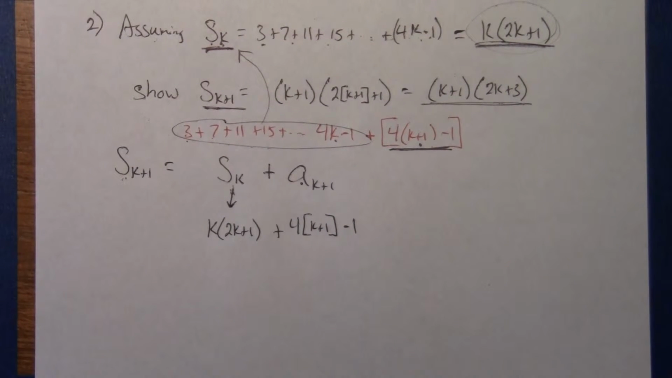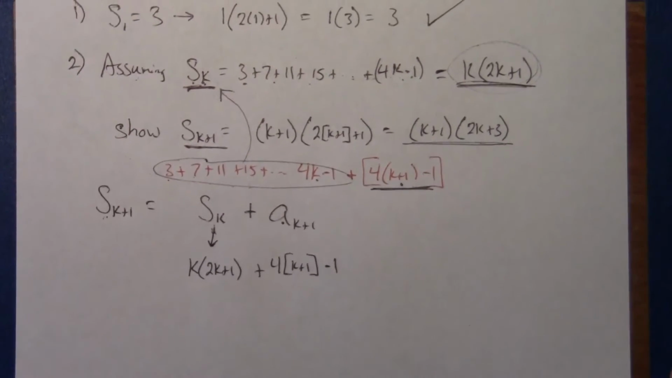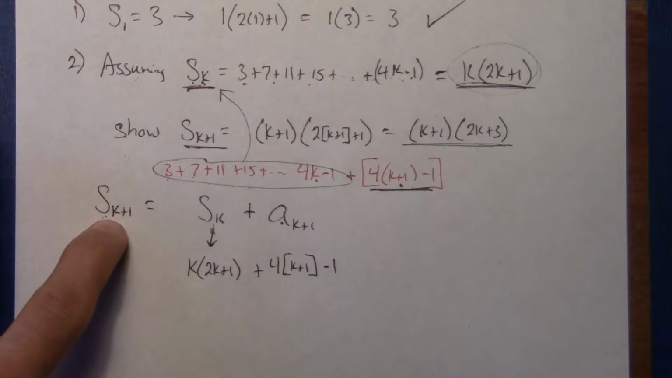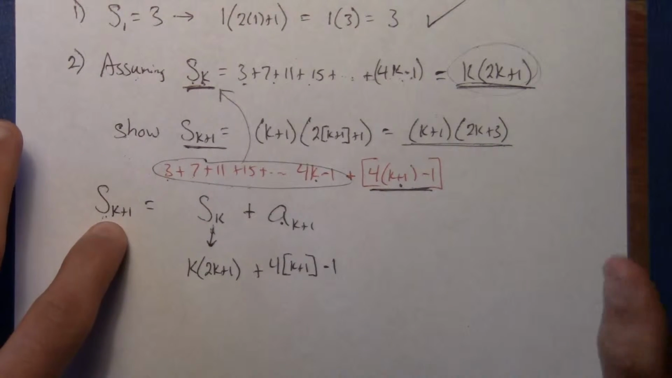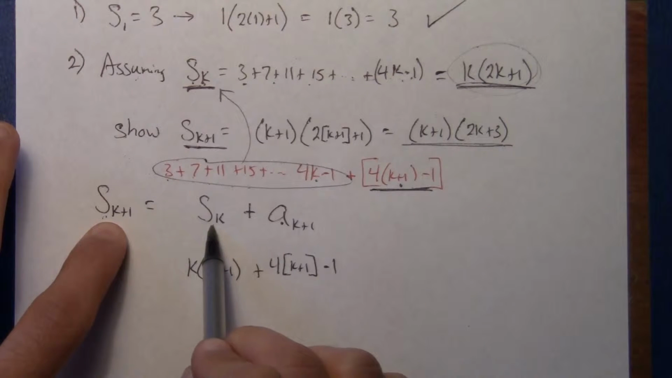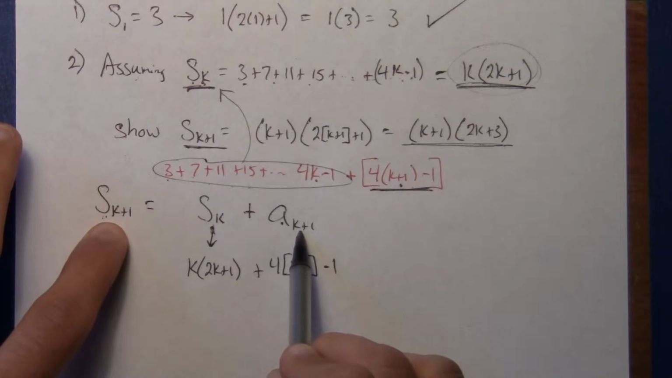And now I just need to do a little bit of simplifying. So kind of backing up a little bit, trying to show s sub k plus 1. First thing I have to do is understand that that's the sum of the first k terms plus the k plus first term.